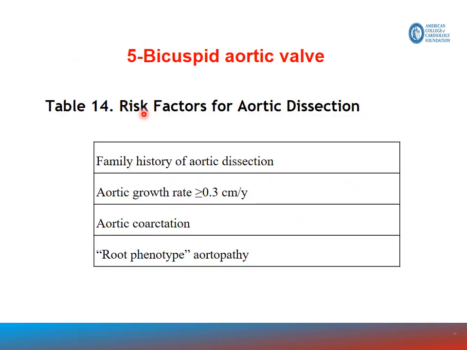What are the risk factors for aortic dissection in patients with bicuspid aortic valve? Family history of aortic dissection, aortic growth rate 0.3 cm or more per year, aortic coarctation, or root phenotype aortopathy.